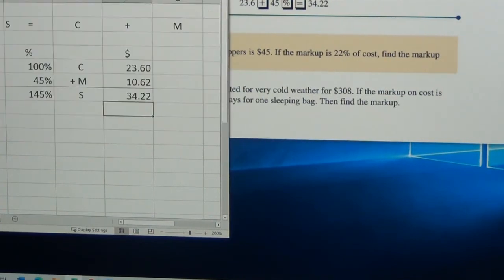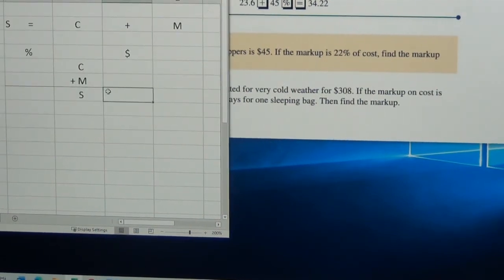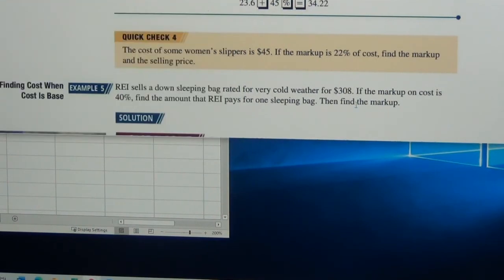Okay, so let's get our little formula here. Just like I mentioned, you'll be writing this by hand if you have to. It's not a big deal. Just write it exactly the way I have it on the screen. It tells us that REI sells the sleeping bag for $308. So selling S is $308. The markup on cost is 40%.